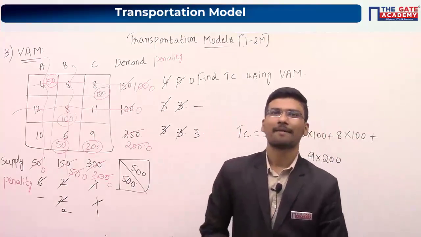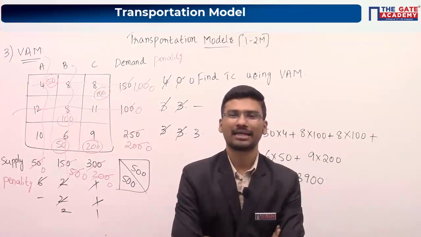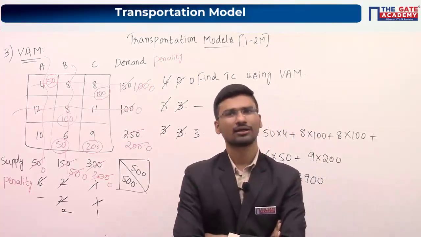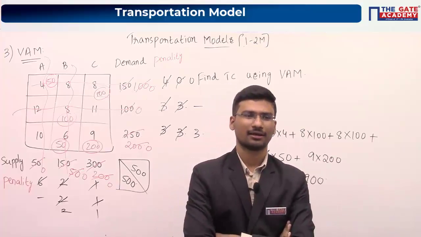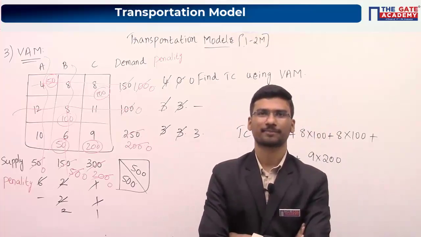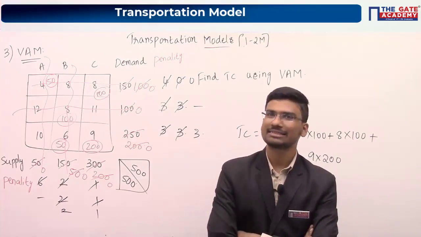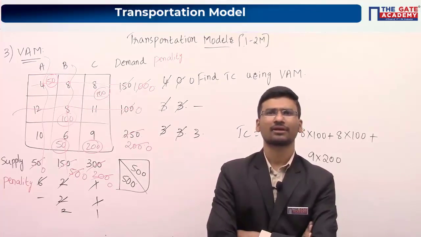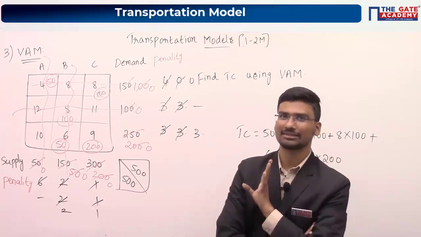First point: penalty is the difference between the least cost and the next least cost in a row or column. So you have to calculate both row penalties and column penalties, right?